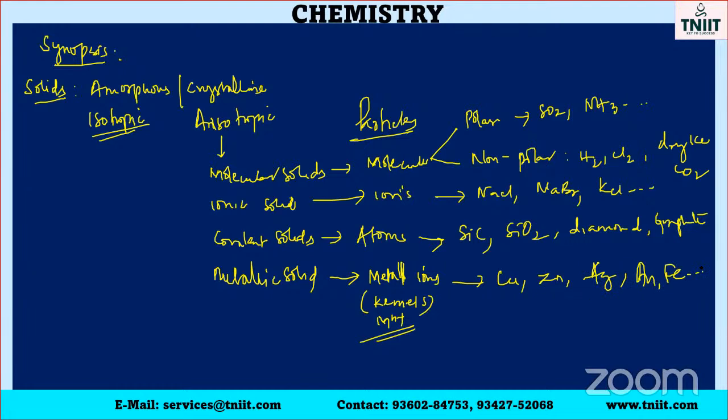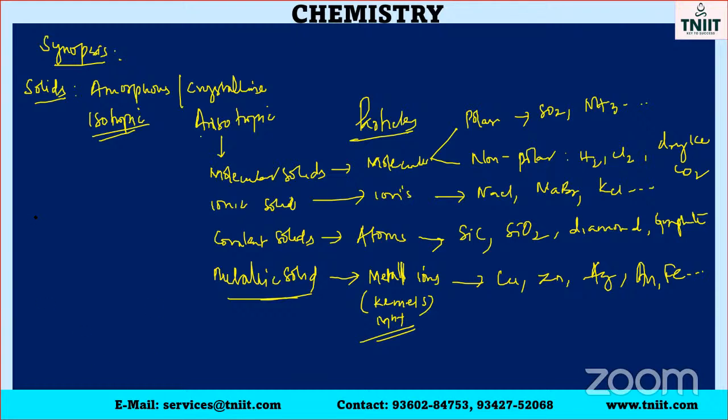They are malleable. Metallic solids are malleable, ductile. They are lustrous. They are insoluble in water. They have excellent thermal conductivity. They have high melting point. They are good conductors of electricity. They are malleable, ductile, lustrous. So these are the examples with respect to the crystalline solid and the classification of crystalline solid.